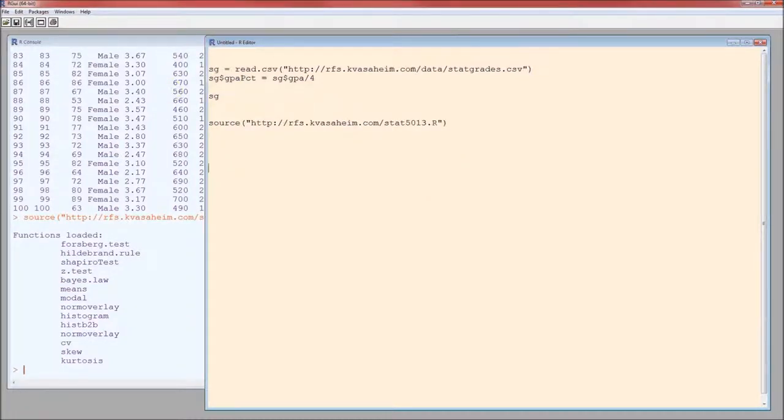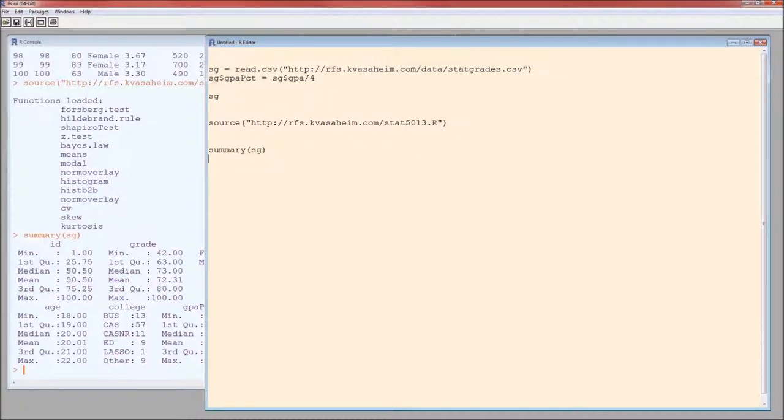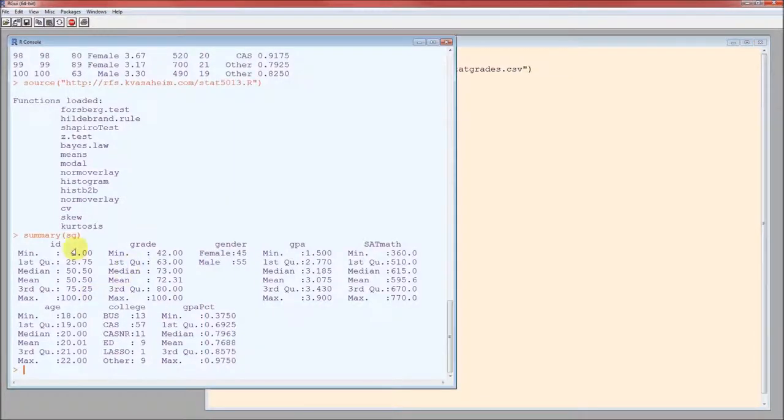Now notice one cool thing that we can do very easily. Type in summary of the data set. What that does is it gives summary statistics for each of the variables within the data set. If the variable is quantitative, it'll give you the min, the max, the first, third, and second quartile, and the mean. We'll call that the 6-number summary. If the variable is categorical, it'll give you a frequency distribution for the top, and by top I mean the first 6 in alphabetical order of the levels.